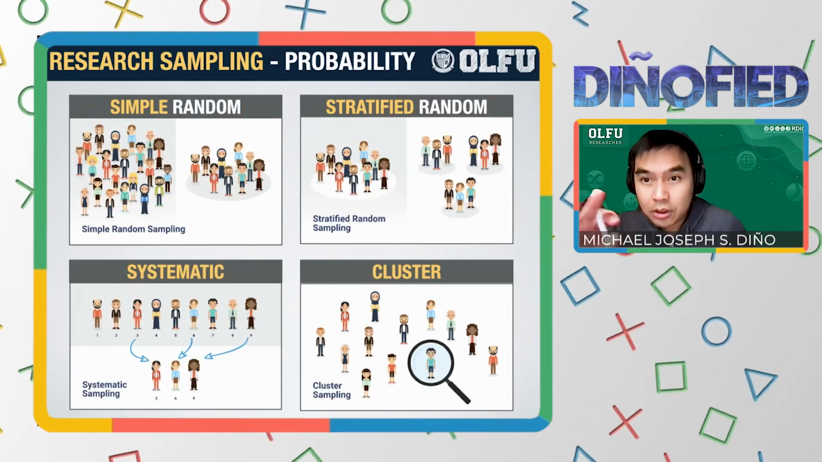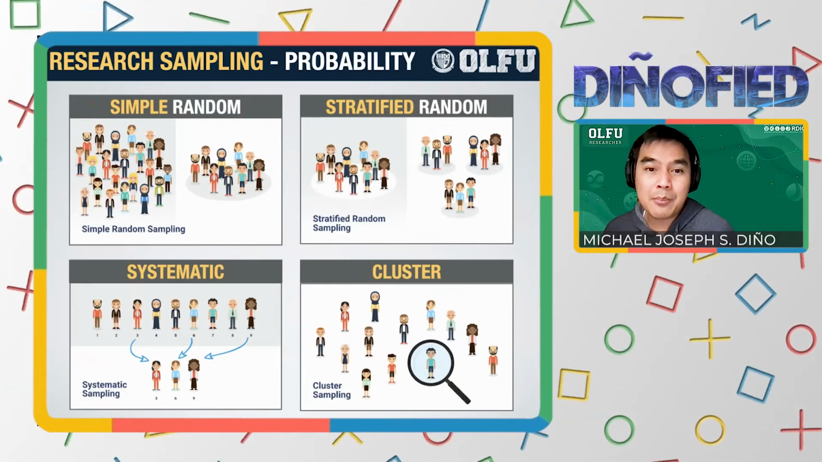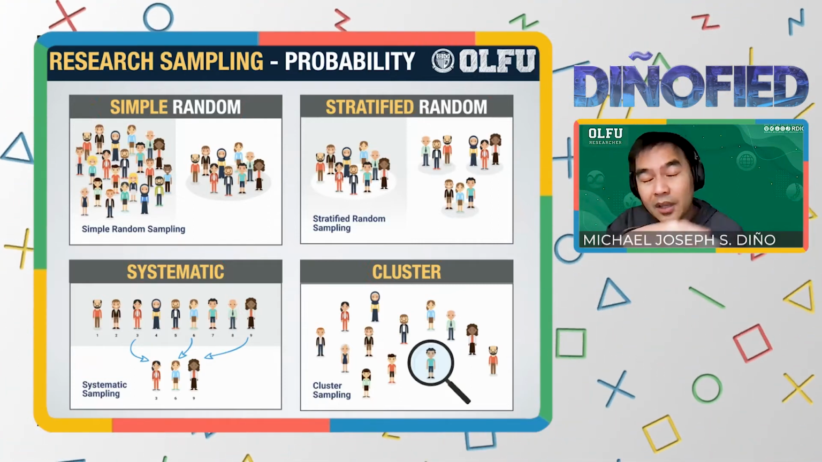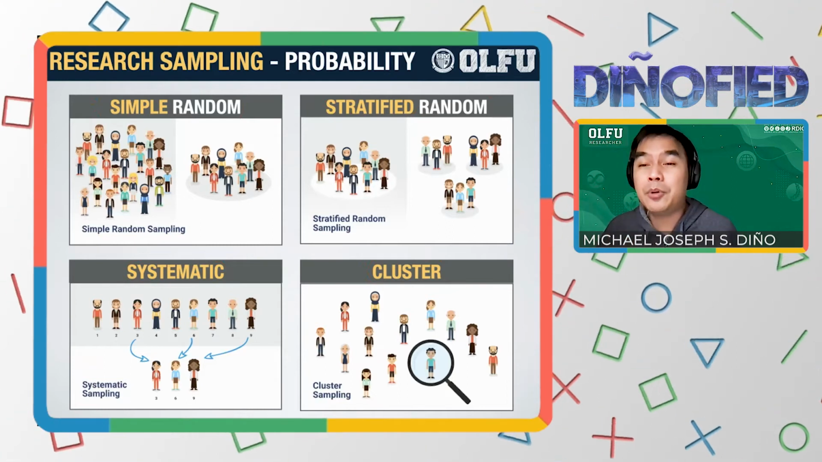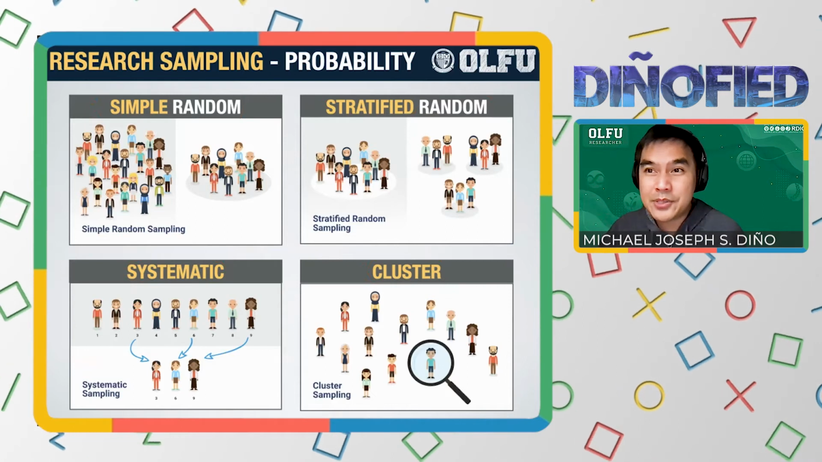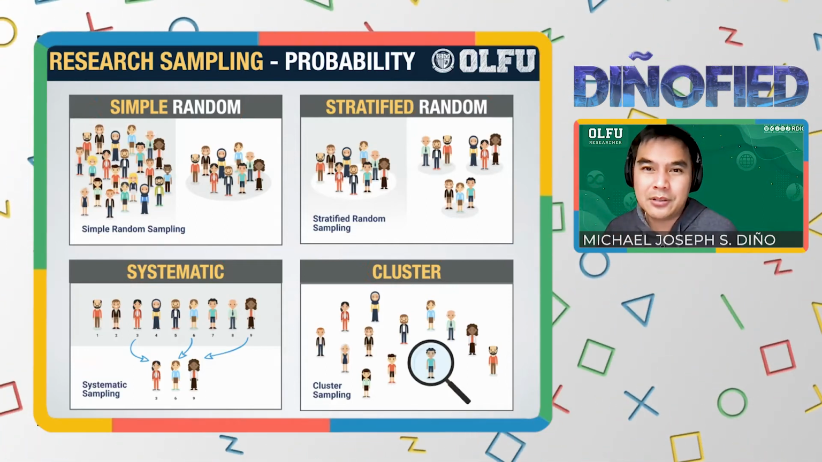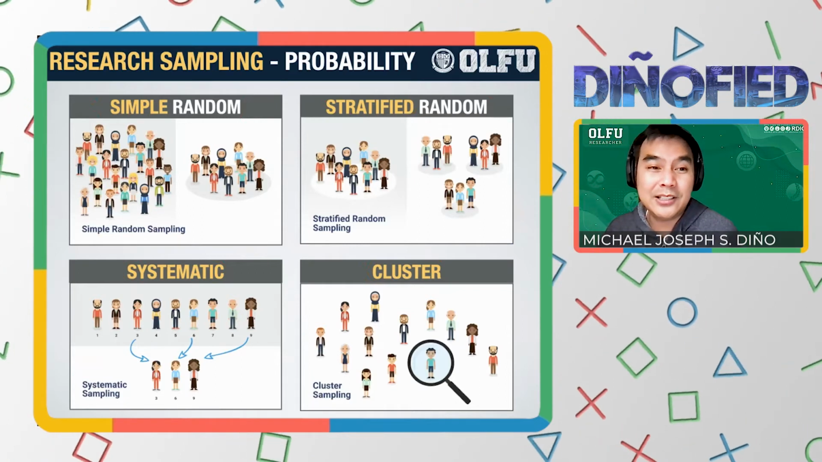Okay, so ito yung grupo ng probability sampling. So when we say probability sampling, we give equal chance to the population to be included in the study. So kung makikita nyo, all the mechanisms that are involved here, we give equal chance for the population or for every individual to be included in the study.